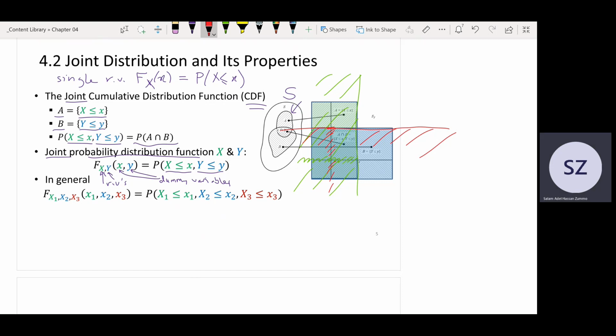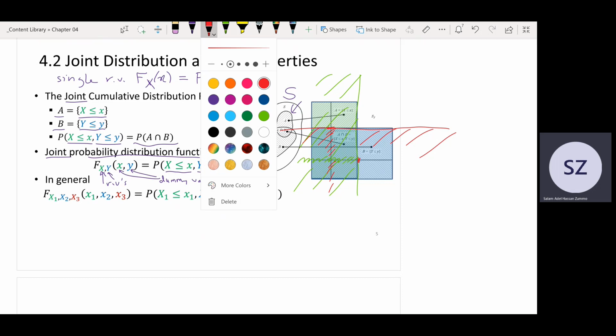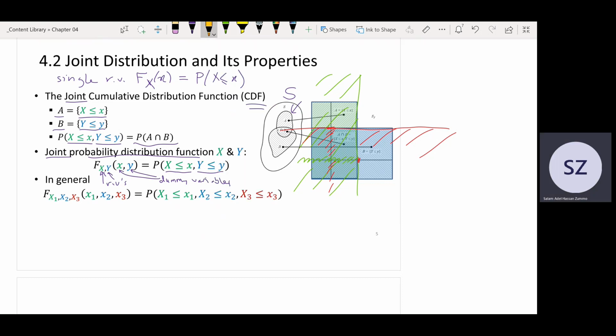Now, the probability that X is less than little x and Y is less than little y is what we call the intersection between these two. What are these? It's the area where X is less than x and Y is less than y. It's the intersection between the green plane and the red plane. Okay?